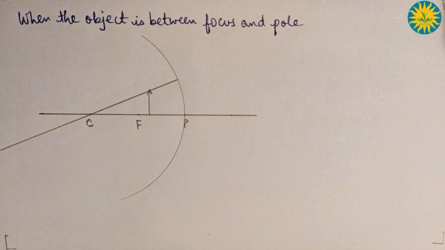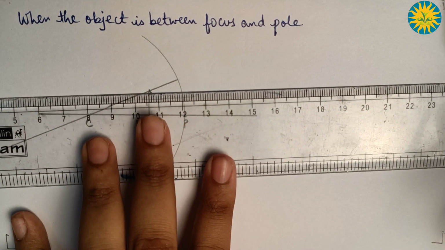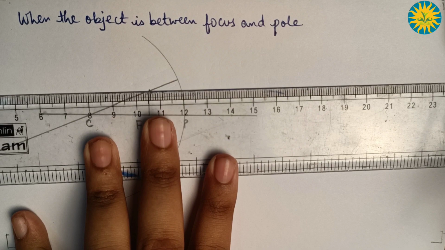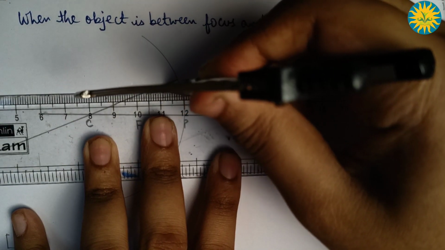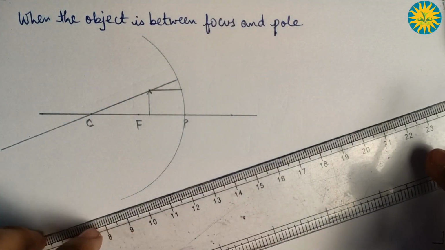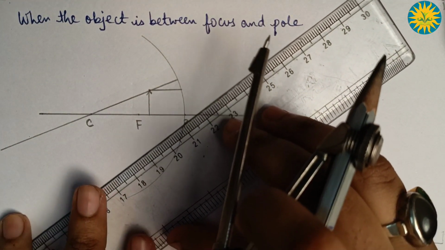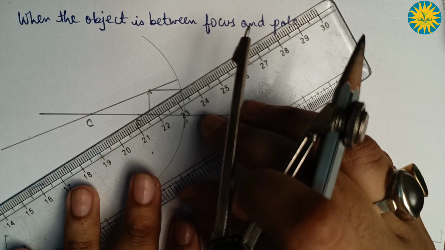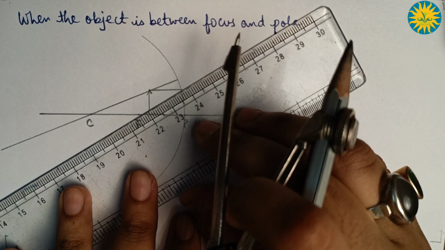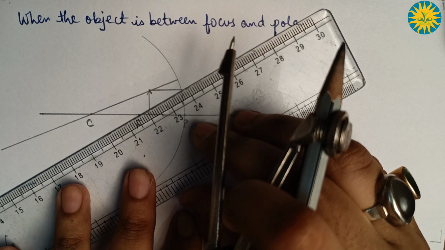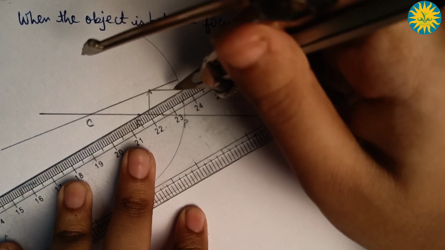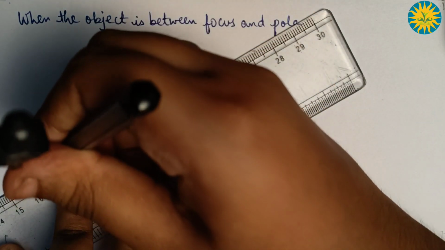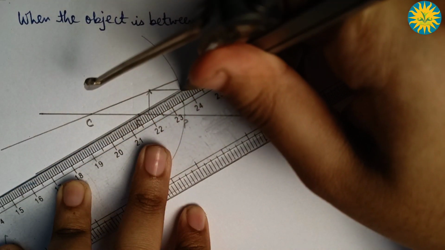Now we will draw the second incident ray. A pair of incident rays is always better for drawing the ray diagram. So this is our second incident ray which is parallel to our principal axis. Now following the rule of ray diagram, the reflected ray will pass through the focus. So this is our focus and the reflected ray will pass through the focus.